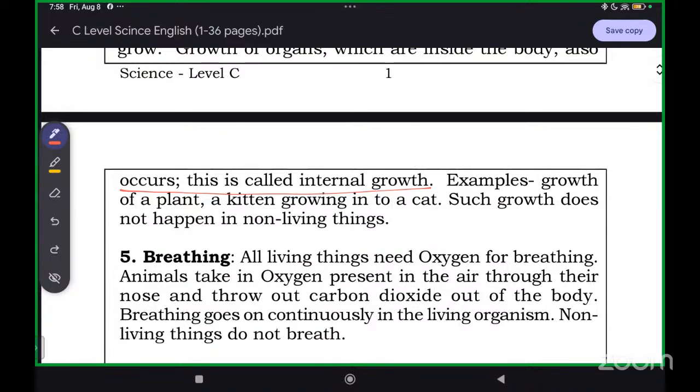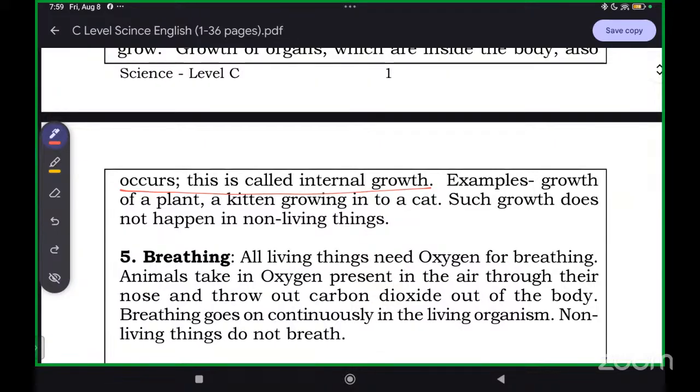Similarly, as humans, we become an adult from a little baby. Our body grows, our body parts grow, our height and weight increase. In the same way, our internal organs also grow until the age of 18, 20. The organs inside of us also grow, and then our body grows and develops. So growth is a very important part of living organisms.